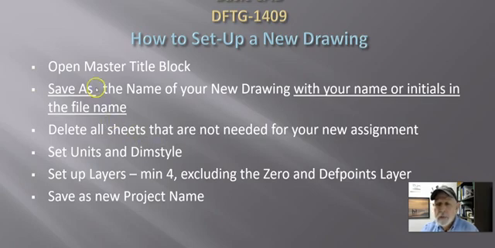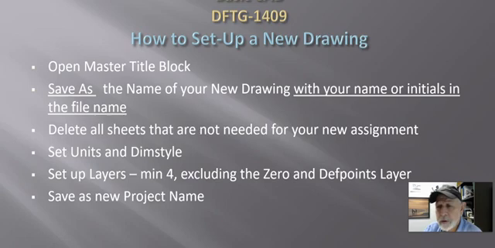All right, so you'll open the master title block. That will be discussed a little bit later. Save it as a new drawing. So you open the master title block that has all four sheets, your A, B, C, and D sheet. Immediately you'll save it as a new drawing. So let's say we're making a widget. You do a save as widget, and then you will delete the sheets you don't need.